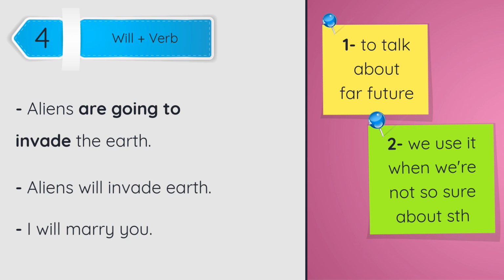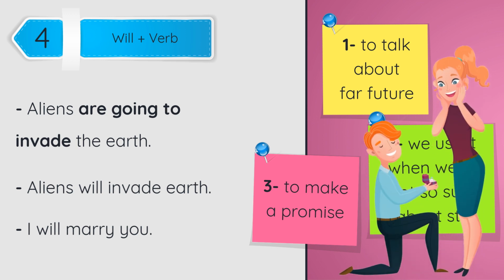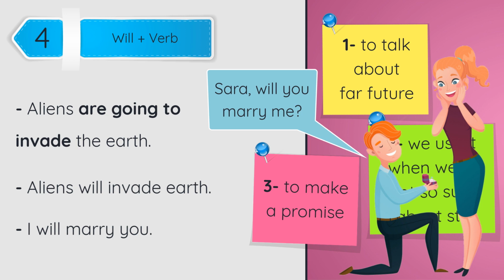We also use will when we are making promises. Okay, so if somebody ever gets down on their knee and says, Sarah, will you marry me? I will marry you. It means I'm promising to marry you. Or maybe Sarah doesn't really like the person. She might say, I won't marry you. Won't is the negative form of will. So, I promise not to marry you.